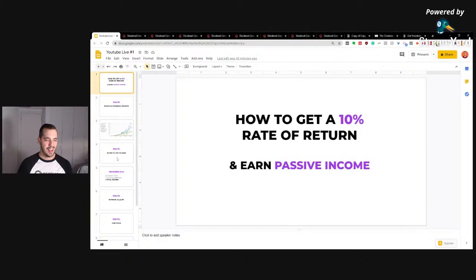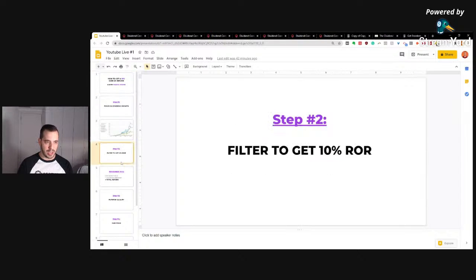So basically, guys, filter to get, okay, that's step number 2. Filter to get a 10% rate of return. How do you do that, okay? Now, it's not really the tricky part, but this is kind of the stumbling block for a lot of beginner dividend investors, okay? Where do you find these companies, right? How do you know if a company can give you a 10% rate of return, or whether a company has been paying a really great dividend for a very long time, right?